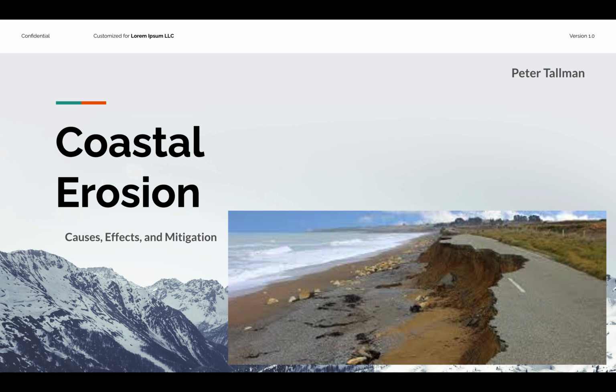Today we will be covering coastal erosion with a slideshow to help everyone follow along. Coastal erosion is a pressing issue facing coastal communities worldwide, and today we will explore the causes, effects, and mitigation strategies for coastal erosion.